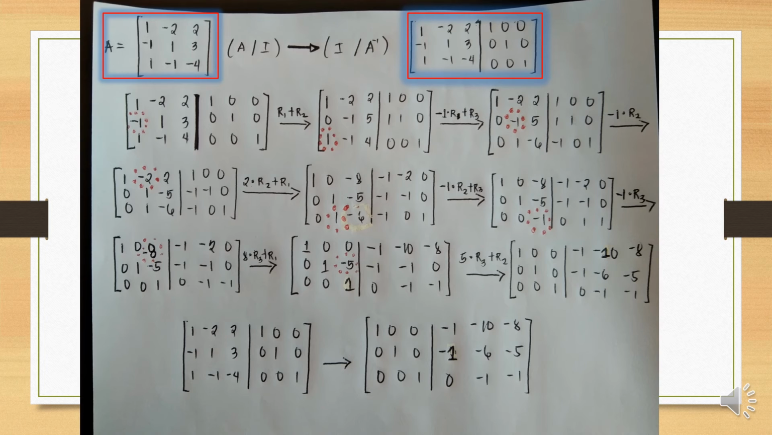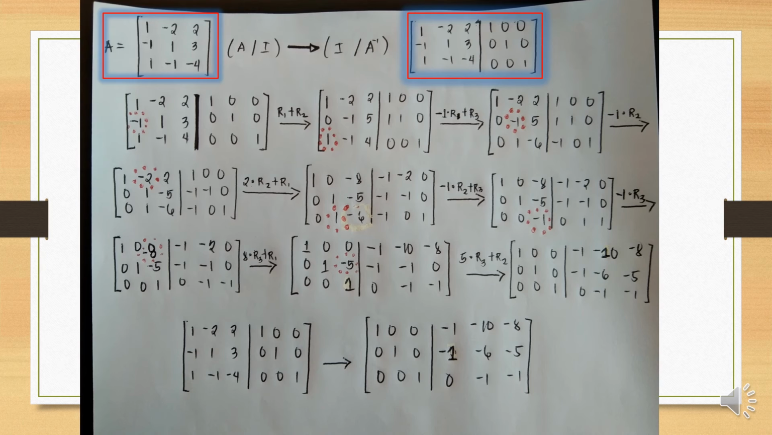And next, I want this positive 1 to become 0. So this is the process: negative 1 times row 2 plus row 3. So just copy row 1 and row 2.